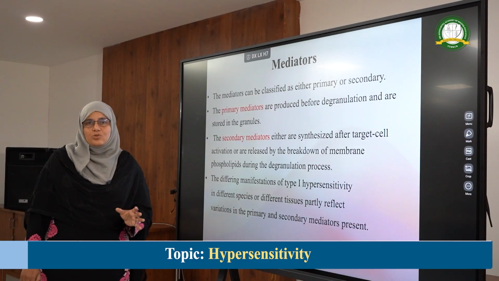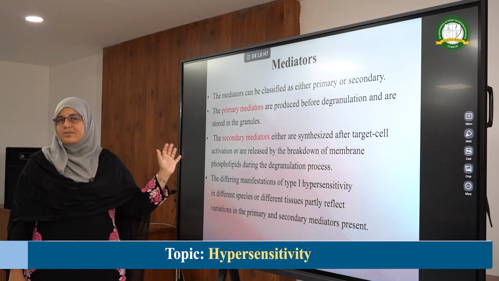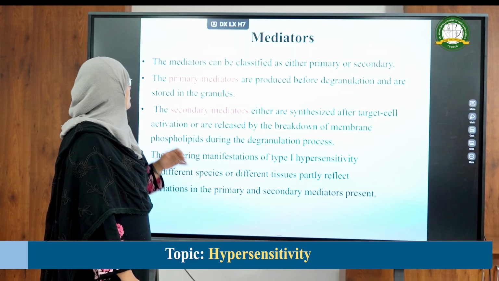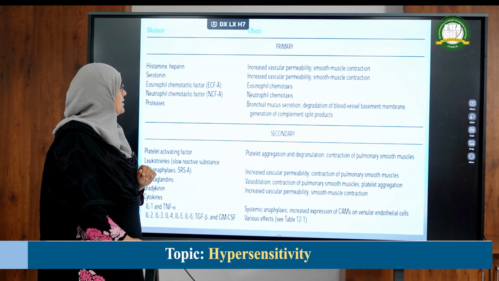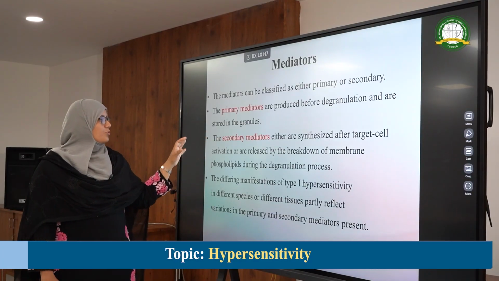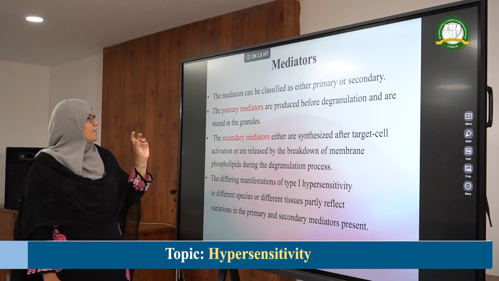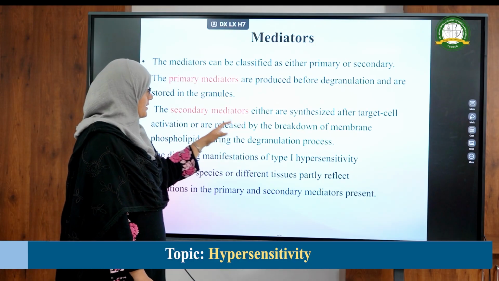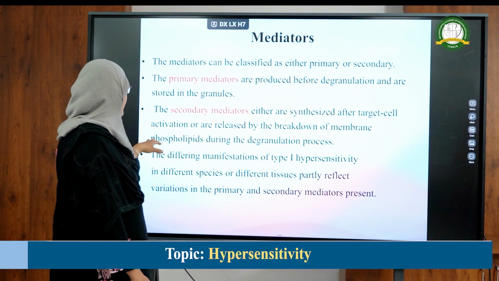So we have to understand two concepts basically before we go into detail to understand the mechanism of hypersensitivity. One was allergens. Another thing that we all need to know is what a mediator is. Mediators are classified as either primary or secondary. Primary mediators are produced before degranulation and are stored in the granules. These are already present inside the mast cells, meaning they are stored in the granules. The secondary mediators are either synthesized after target cell activation or are released by the breakdown of membrane phospholipids during the degranulation process.